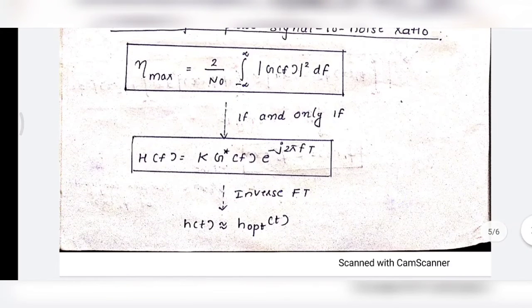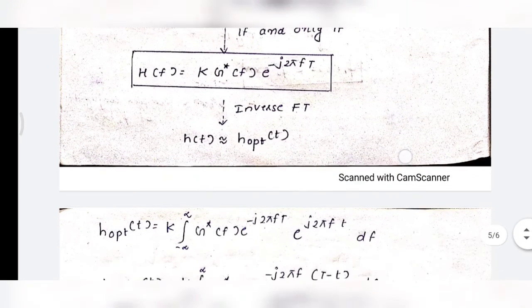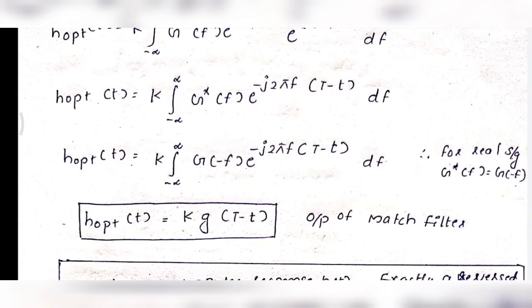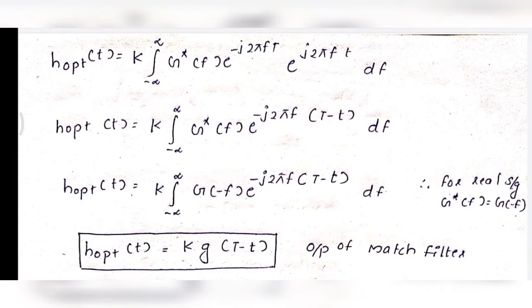filter. The inverse Fourier transform of H of f is given by integration H of f e raised to j 2 pi ft into df. In place of H of f, we can write k into G star of f e raised to minus j 2 pi f capital T. So h of t is equal to k into integral minus infinity to infinity G star of f e raised to minus j 2 pi ft e raised to j 2 pi ft df. So which is again equal to k into integral minus infinity to infinity G star of f e raised to minus j 2 pi f into capital T minus small t df.